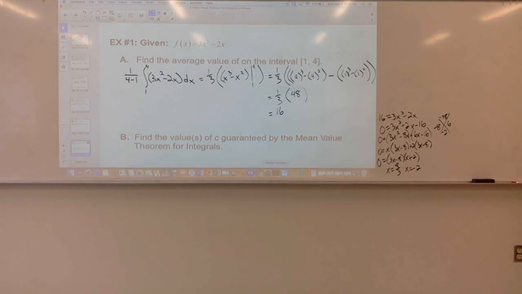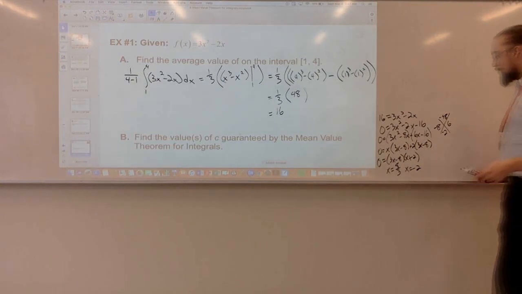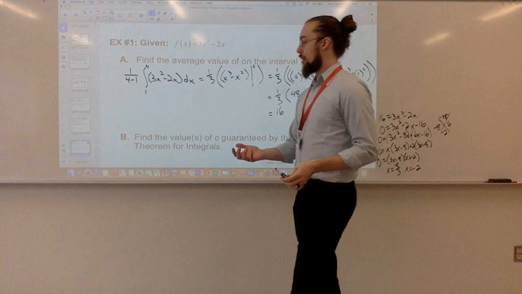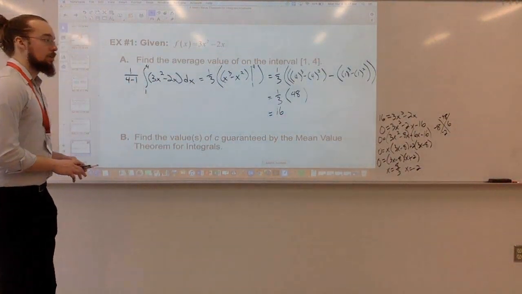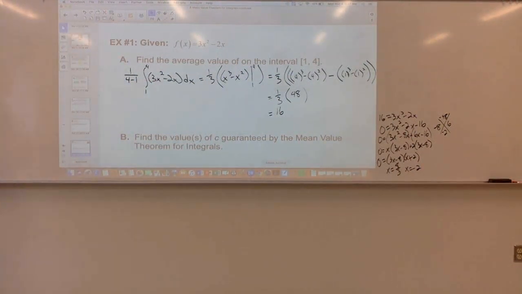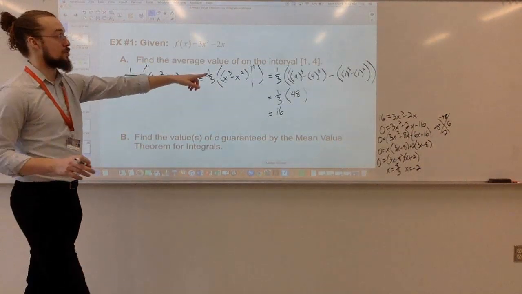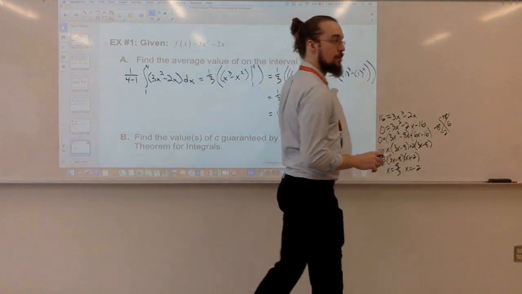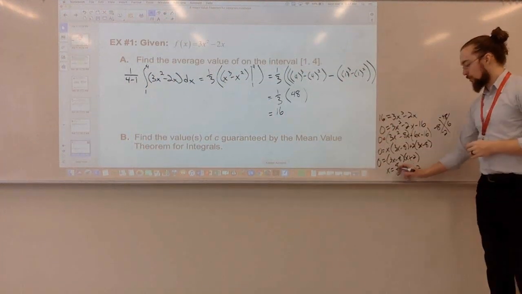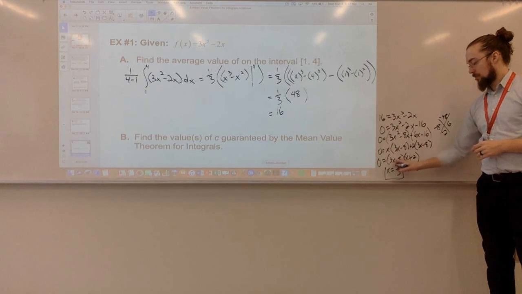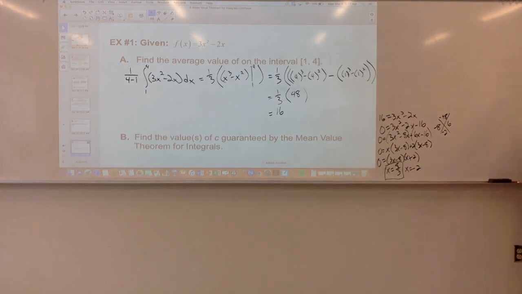So we get 8/3 and negative 2. Now, both of those are not answers to this. Does anybody see why only one of those is an answer to this question? Our interval is 1 to 4, right? So the only one that is on that interval is 8/3. Negative 2 is not on that interval.